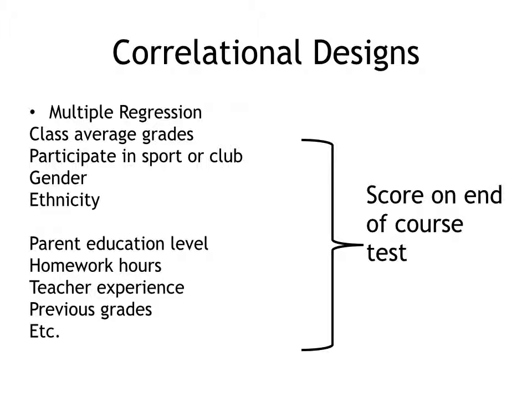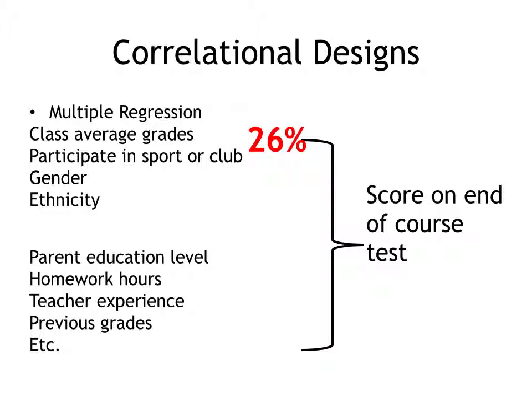Does participation in a sport or a club after school, some kind of social event, does that influence the scores on the end of course test? Gender, ethnicity, the culture that a child's growing up in, those kinds of peer influences. Then I've separated out everything else: the parent education level, the homework hours, the teacher experience, previous grades, etc. The things that my research has shown aren't related to peer influences. So I separate these into 2 groups.